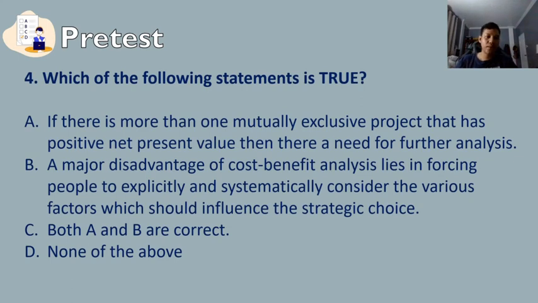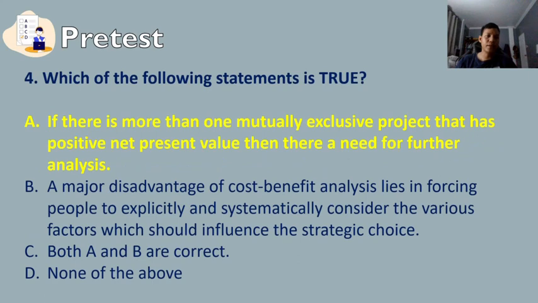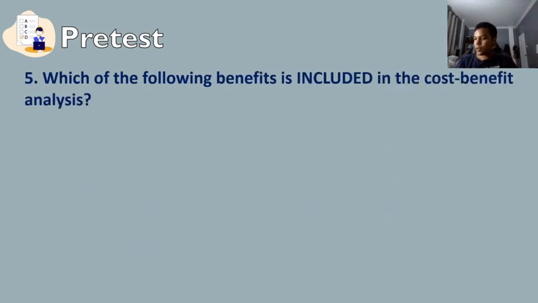So the answer for question number 4 is letter A. If there is more than one mutually exclusive project that has positive net present value, then there is a need for further analysis. And now let's proceed to question number 5.